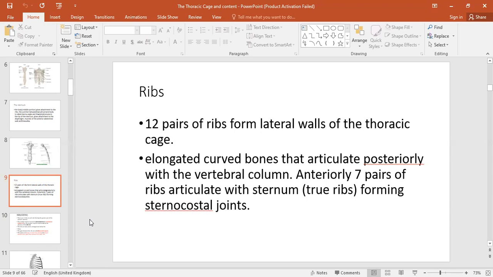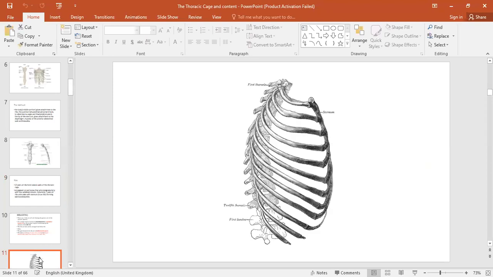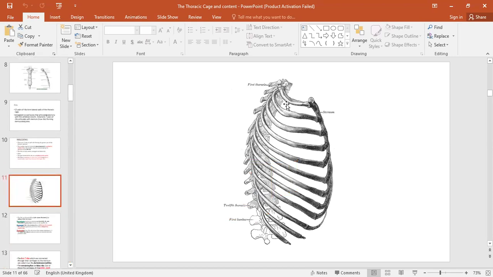Then spaces between ribs, because ribs are arranged in that vertical manner. So the spaces between the ribs, we call them intercostal space. So this space between rib 1 and rib 2, we call it intercostal space number 1, all the way down. Since we have 12 ribs, we have 11 intercostal spaces, because the 12th rib has no other rib below it. So therefore, the space below rib number 12 is not called intercostal space.